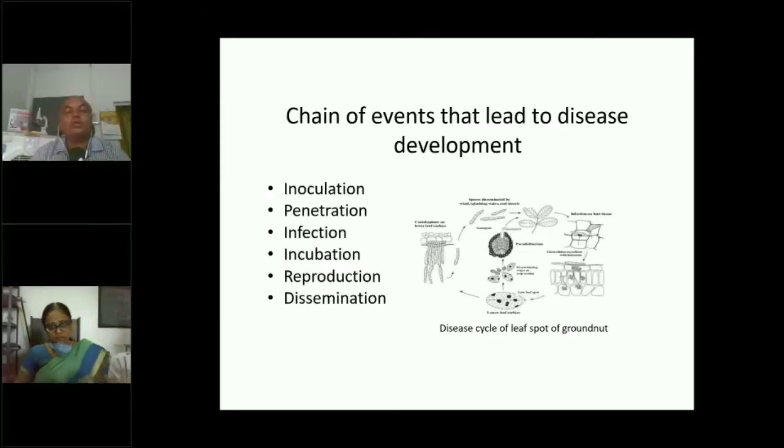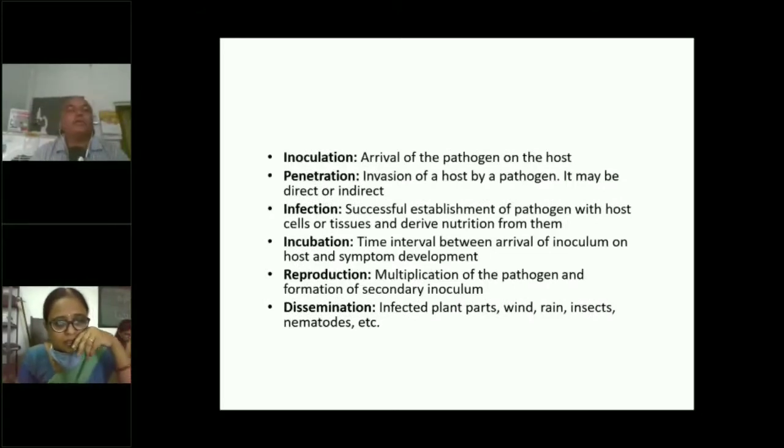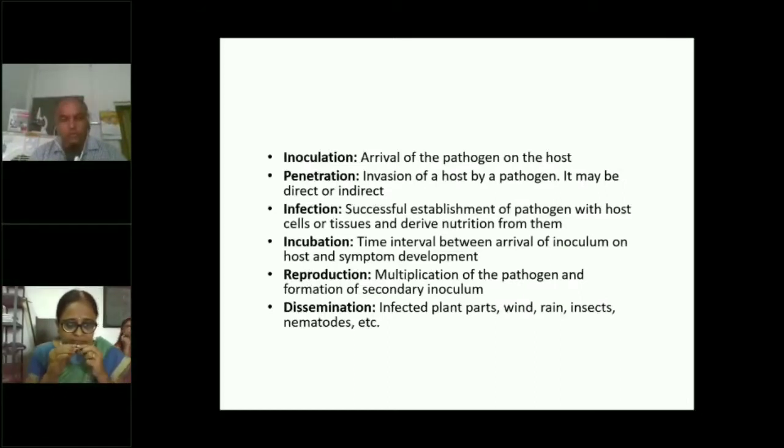After incubation, it will reproduce, and then basically we will find out what is meant by inoculation. Arrival of the pathogen on the host. That is very, very important. Then after that, the pathogen should penetrate, or invade the host. Sometimes it will form a structure, like a penetration peg, which will help to penetrate, and these structures are different for the host cell. These are formed by fungi. Then infection is the successful establishment of the pathogen with host tissues and deriving nutrition from them.